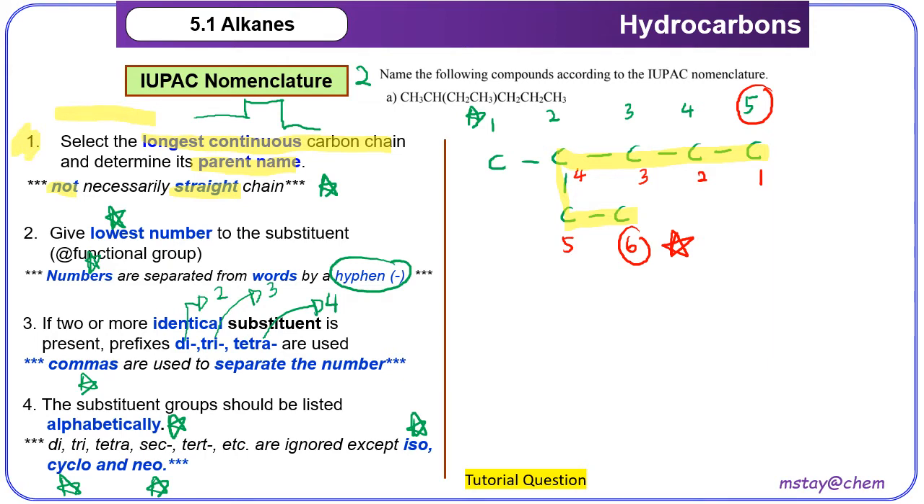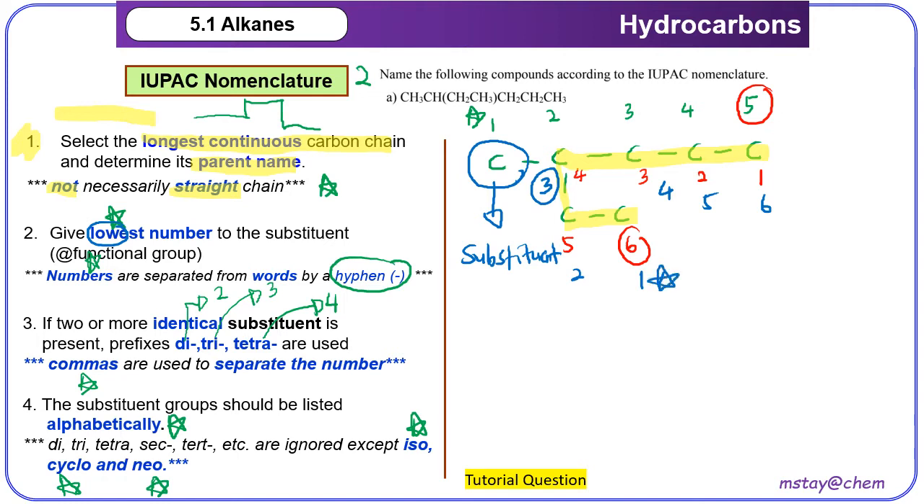Now we have settled step number 1. Next, we go to step 2. Step 2 asks us to give the lowest number to the substituent. The one which is not in the yellow highlight means this is the substituent. Besides numbering by following the red color, we have another way, which is numbering from the bottom here, 1, 2, 3, 4, 5, 6. The blue color one will give us the lower number compared to 3 and 4, which means that we will number based on the blue color.